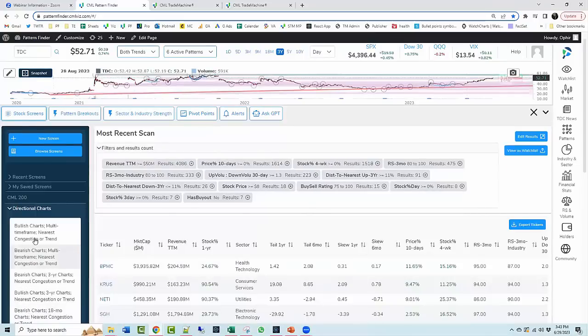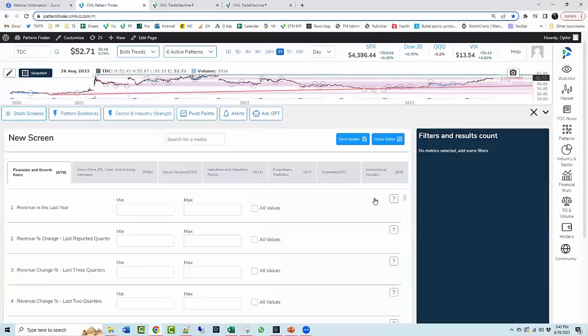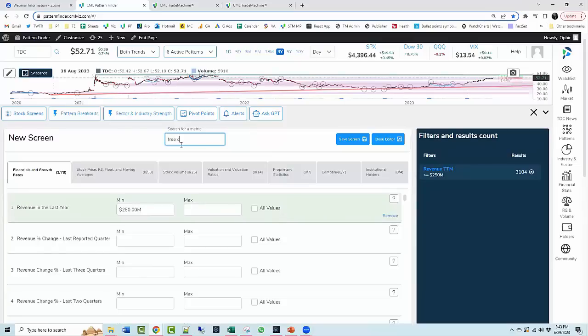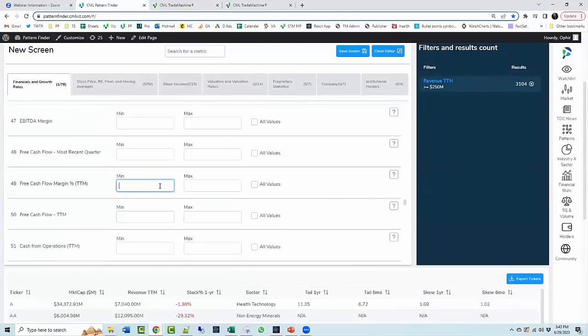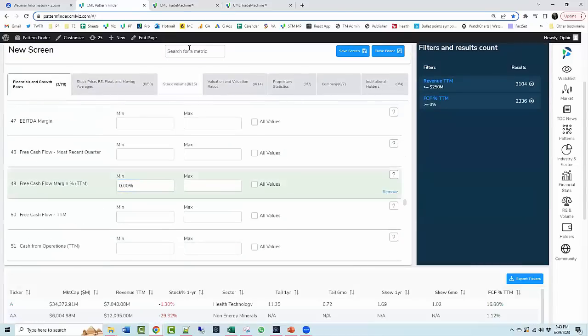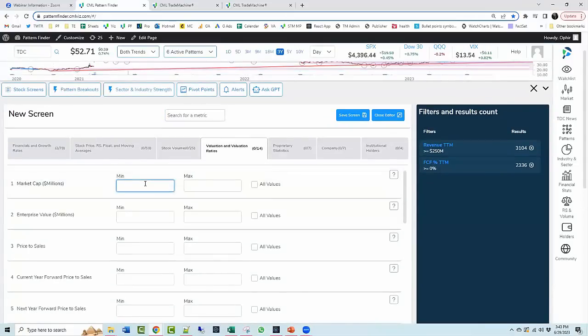Stock screen. Let's create a new screen. I want revenue in the last year to be at least $250 million. I want free cash flow. I'm just going to search for it because I can't find it everywhere. Free cash flow margin to be greater than 0. I just want companies that are kind of making money. Fine. I want the market cap. I don't like trading micro caps. You can feel free to. Market cap, I want at least $500 million or whatever.